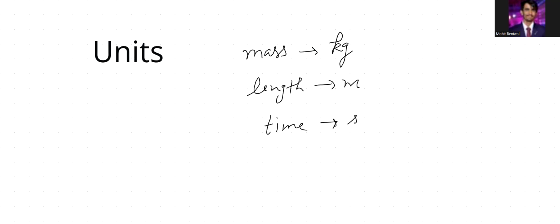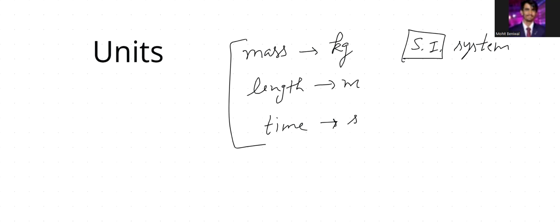So these are basic units, and we have a system of units known as the SI system, that is the international standard. This SI means international standard of units. So these three physical quantities, as well as four more, total 7 units are there.